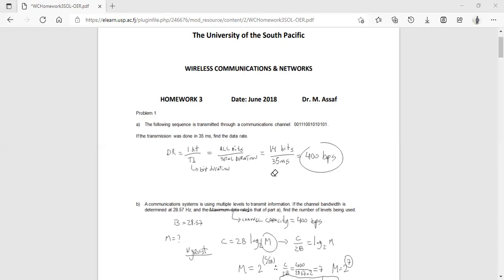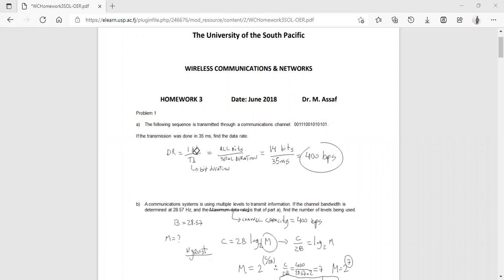Problem number one: the following sequence is transmitted through the communication channel. There's a set of bits given over here. If the transmission was done in 35 milliseconds, find the data rate. Data rate is the rate of transfer of the data, which could also mean the number of bits per second. So that is what is written over here.